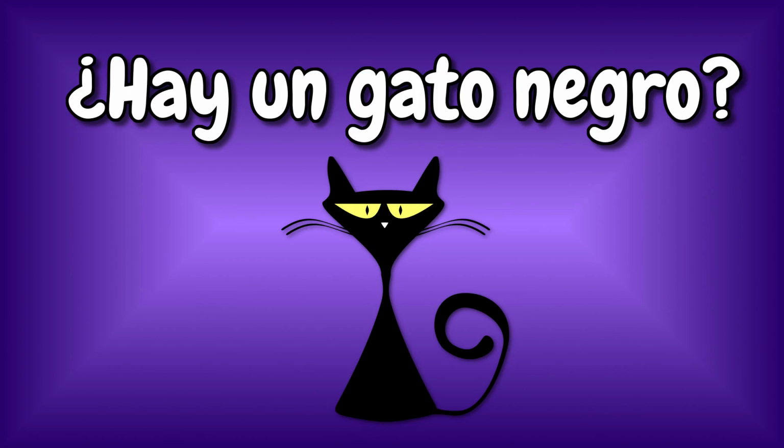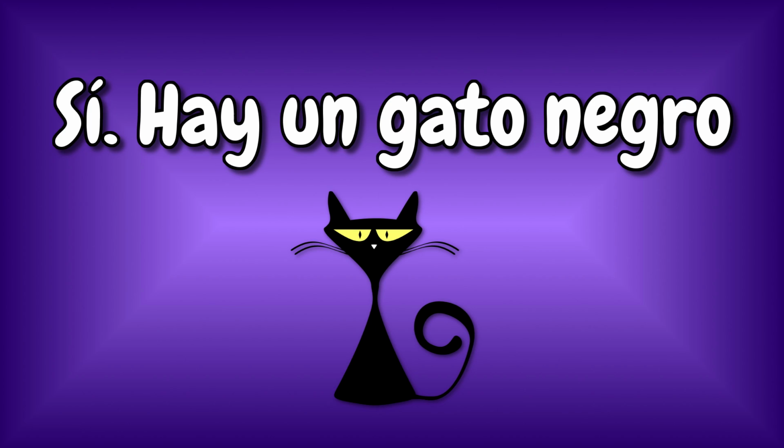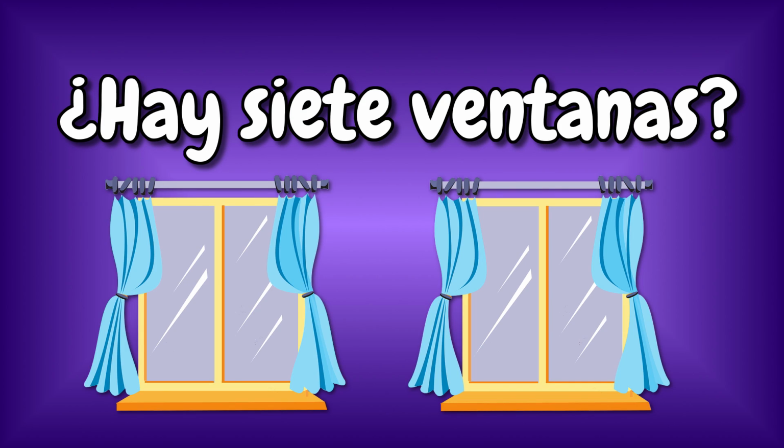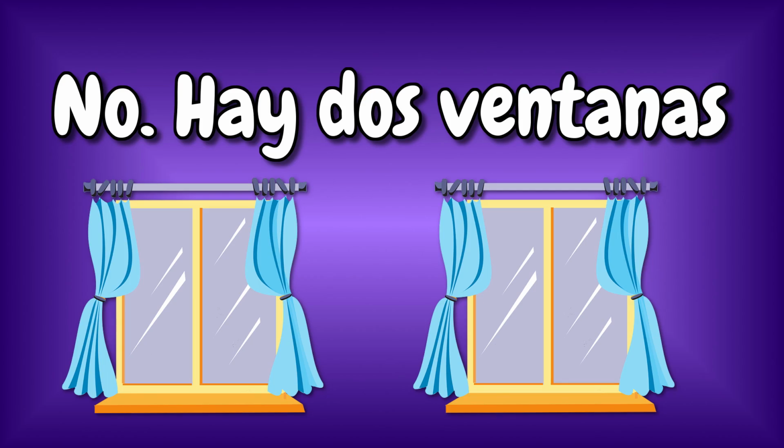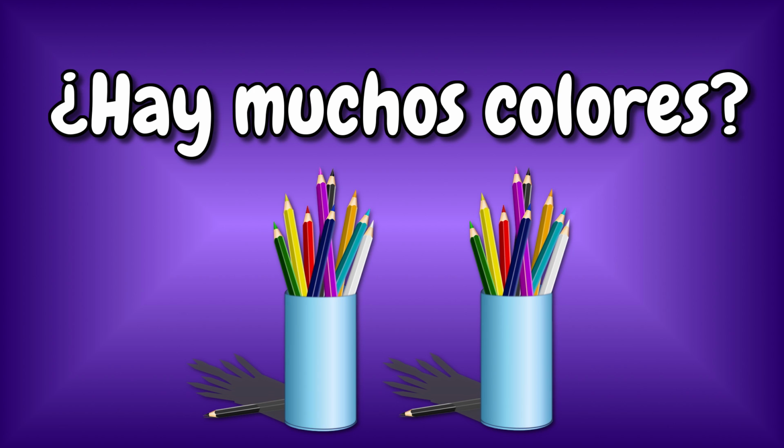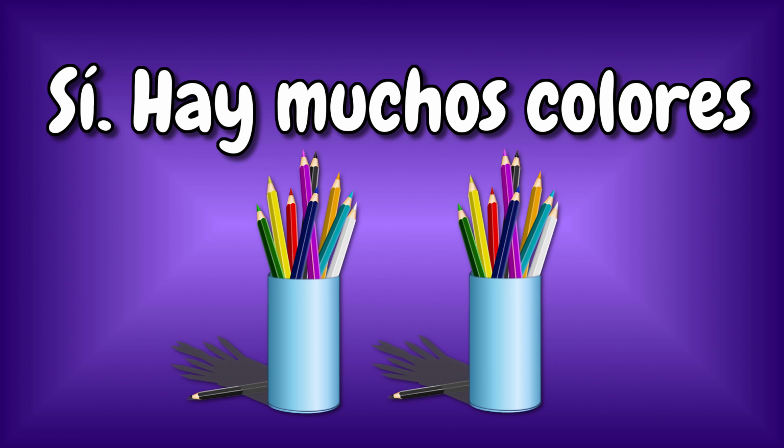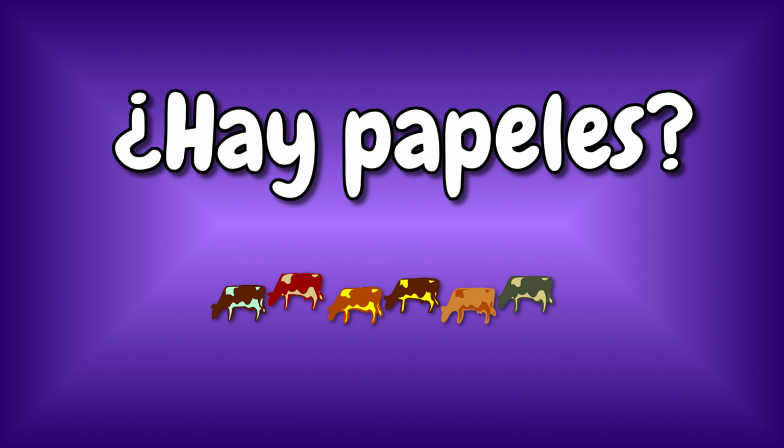¿Hay un gato negro? Sí, hay un gato negro. ¿Hay 7 ventanas? No, hay 2 ventanas. ¿Hay muchos colores? Sí, hay muchos colores. ¿Hay papeles? No, no hay papeles.